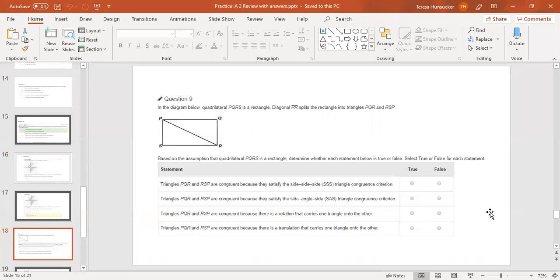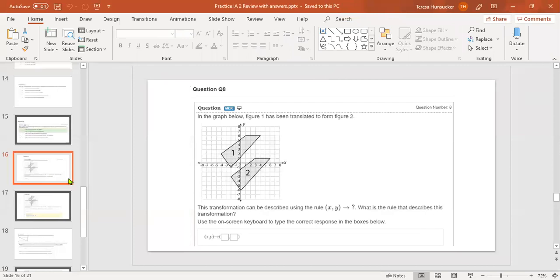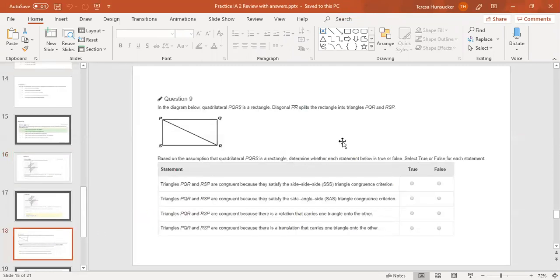All right, it says in the diagram below, quadrilateral PQRS is a rectangle. Diagonal PR splits the rectangle into 2 triangles, PQR and RSP. Based on the assumption that quadrilateral PQRS is a rectangle, determine which statement is true or false. Select true or false for each statement.